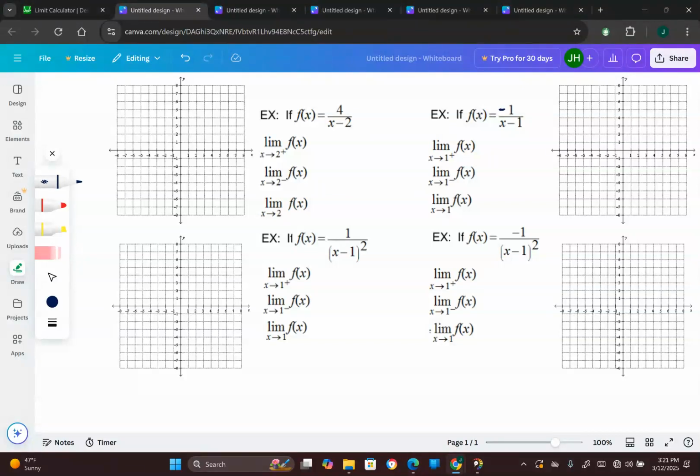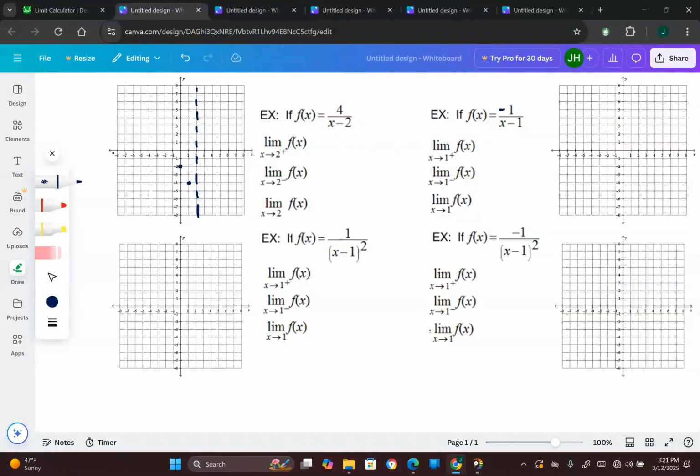We're going to talk about limits that go to infinity today. This first function, 4 over x minus 2. The x minus 2 on the bottom, if I set that equal to 0, it gives me a vertical asymptote at x equals 2. Now, if I plug in 1, I'm going to get 4 over negative 1. That gives me negative 4.